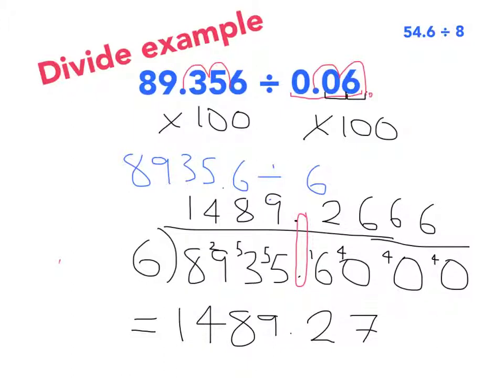I would like you, into your grid books, to explain why. I would like you to write 3 sentences in your grid book and then come up and see me and explain why 89.356 divided by 0.06 is 1489, just in the same way as 8,935.6 divided by 6 is exactly the same number. Okay, you ready? Let's get on with it.